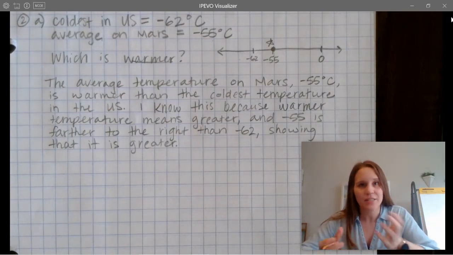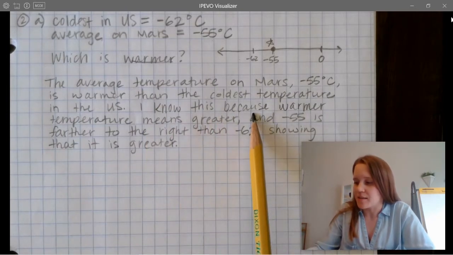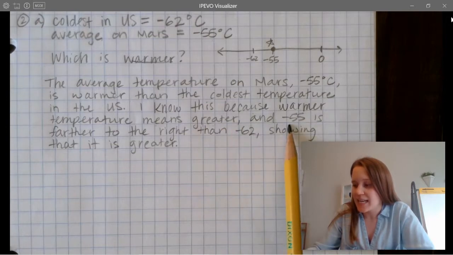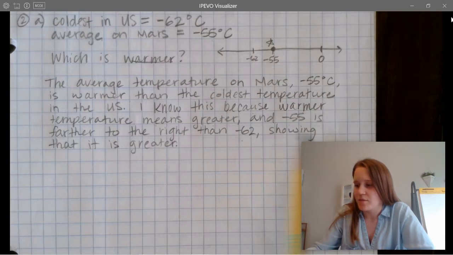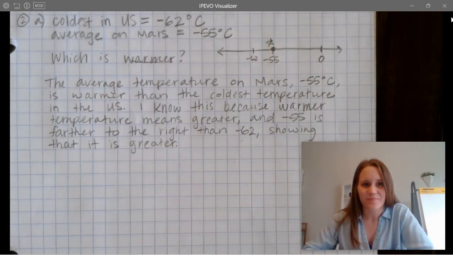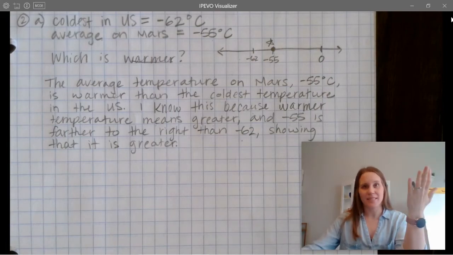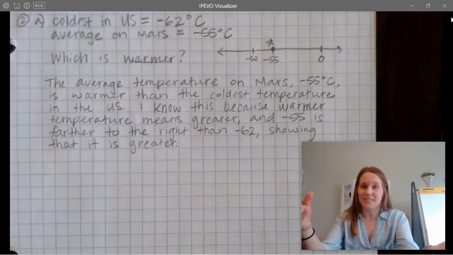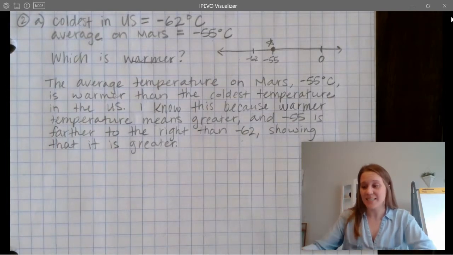Okay, here's what I have. It's okay if your explanation is a little bit different. I know this because warmer temperature means greater, and negative 55 is farther to the right than negative 62, showing that it's greater. This is interesting, right? If I was comparing positive 55 and positive 62, you know that positive 62 is greater than positive 55. When I'm comparing two negative numbers, that reasoning is actually backwards.